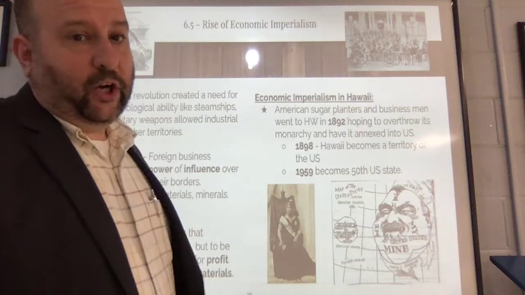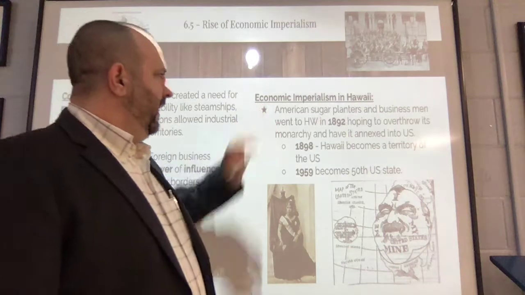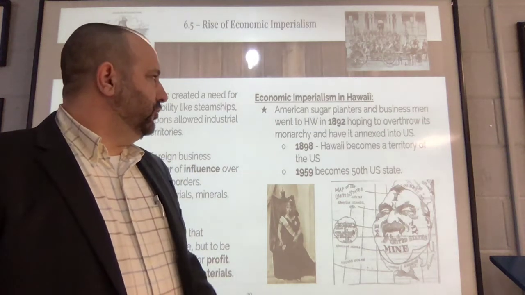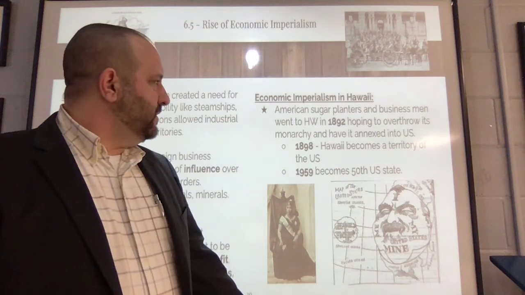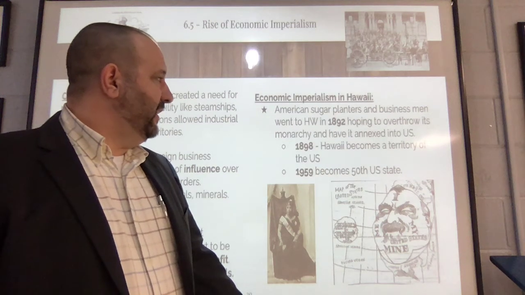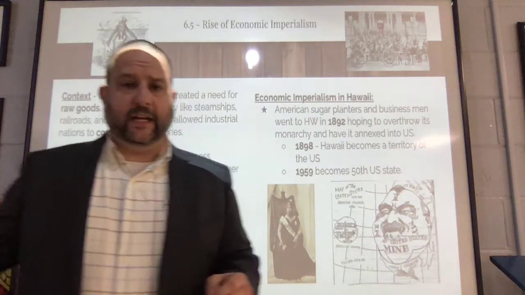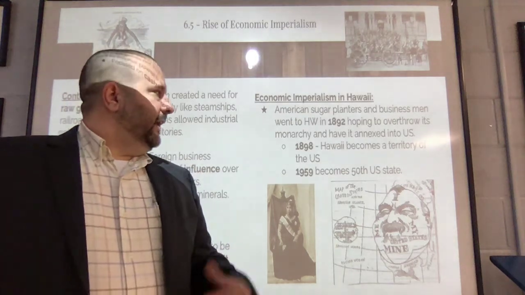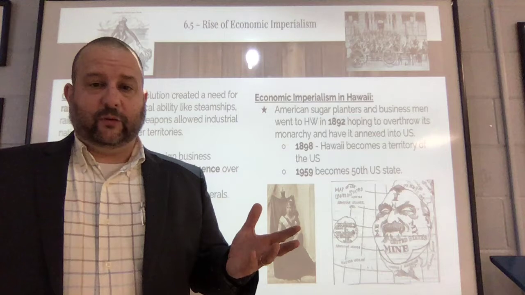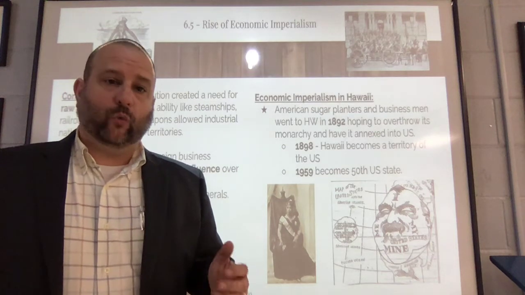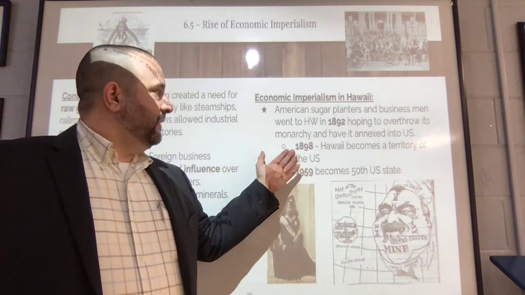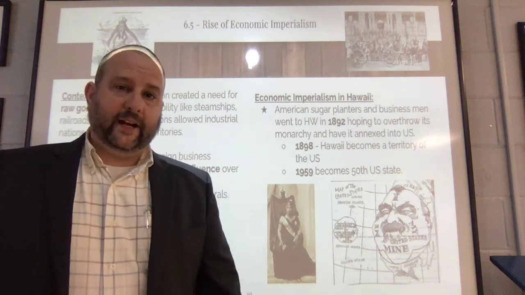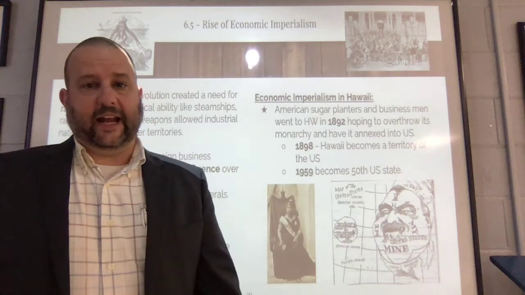Economic imperialism, just to bring it home, let's go to Hawaii. Hawaii is known for really one product and one product only, and that is sugar. American sugar planters and businessmen went to Hawaii in 1892 hoping to overthrow the monarchy, led by Queen Liliuokalani. Without so much as a declared war, Hawaii is simply annexed by the United States, just like that. The word annex means simply to add to what you already have.